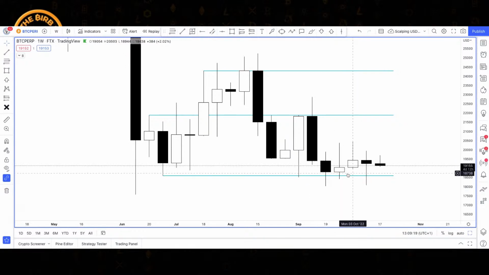And then when we get back inside this range, what do we target first? The 50 line, and then we target the far side of the range, the same way that we would have done when we broke down here. We would break down back in the range, target the 50 line, lose the 50 line, target the range lows, okay? Then when we step into this range, we've got a whole new range to trade, okay?